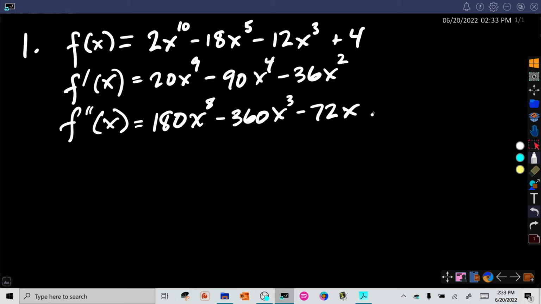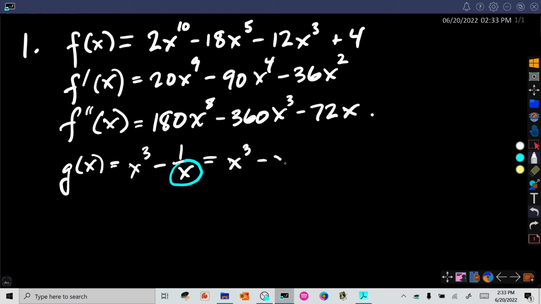All right, let's do another one. I'm going to go ahead and do this right here because I think I've got enough space. So suppose I've got g of x is equal to x cubed minus 1 over x, okay? My suggestion on many of these problems is that if you have something like this in the denominator, you modify it so the exponent becomes negative and you just flip it to the numerator. So in other words, this is the same thing as x cubed minus x to the minus 1, okay?